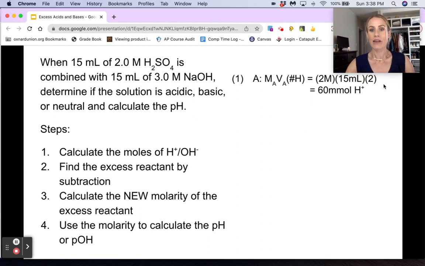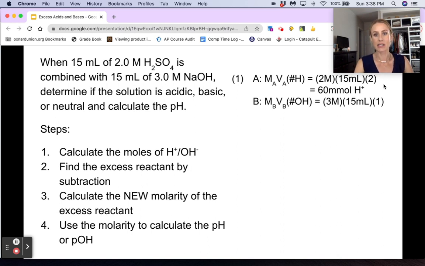Okay. Now, next I want to do the base. So I get the molarity of the base times the volume of the base times the number of hydroxides in that base. So my base was a 3 molar sodium hydroxide solution times the volume of that base, which is also 15 milliliters, and then multiplied by 1 because I only have 1 hydroxide in that base. So doing this math in my calculator, I get 45 millimoles of hydroxide.